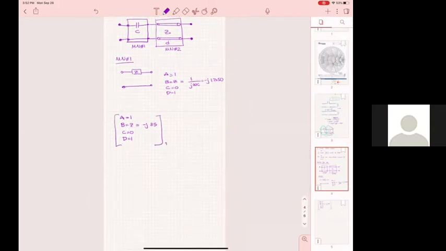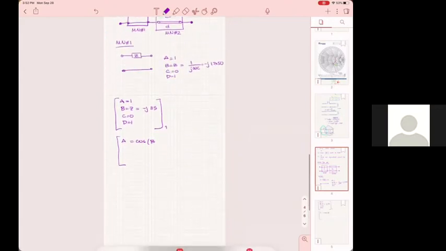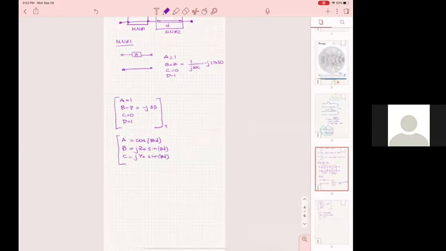Now, number 2 network is a transmission line, and for the transmission line it gives that A is cosine beta D, and we will find D. So it's beta D. Then B is j Z0 sine beta D. C is j Y0 sine beta D. And D is cosine beta D.